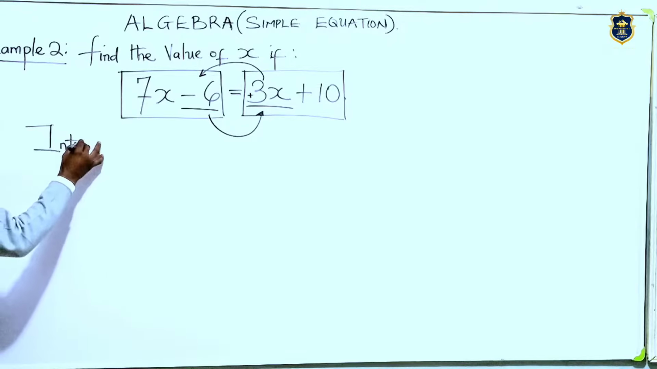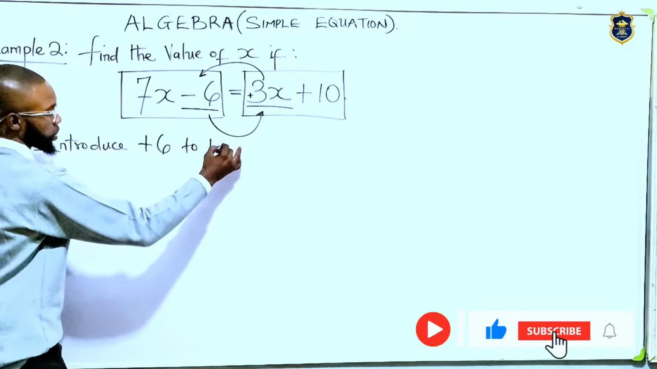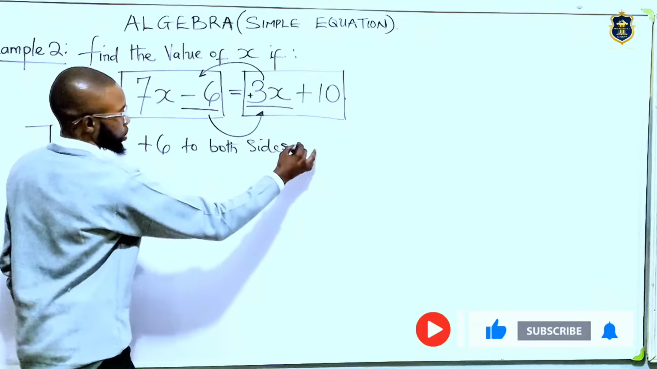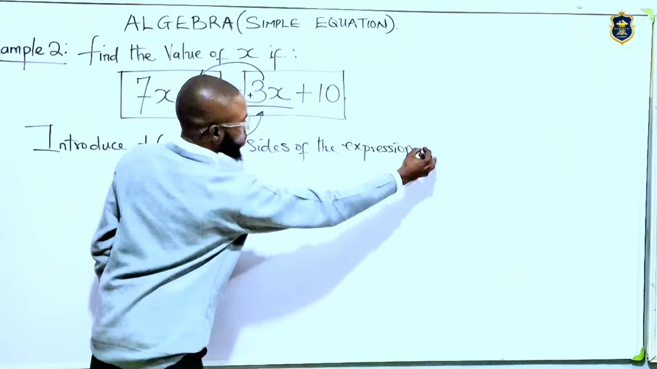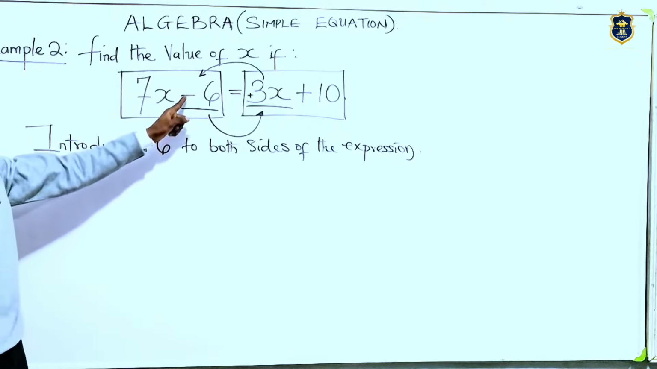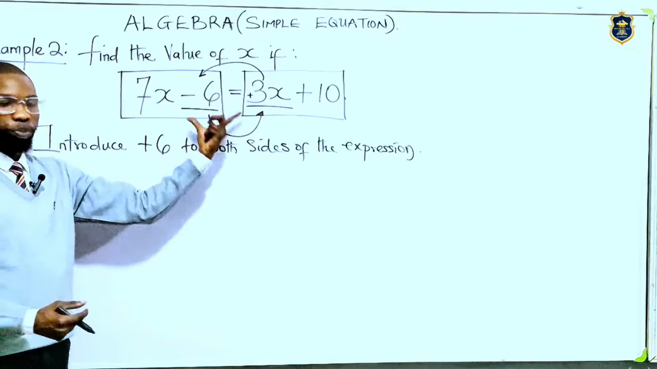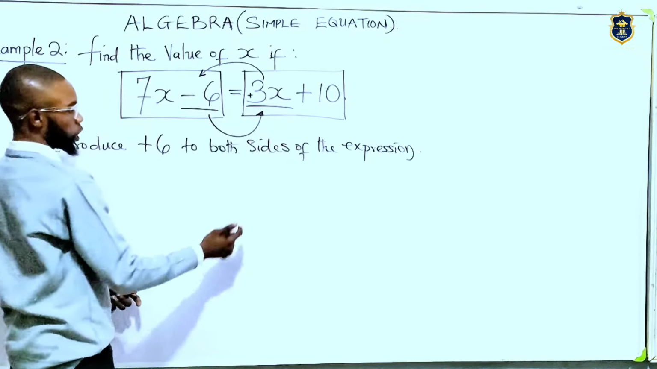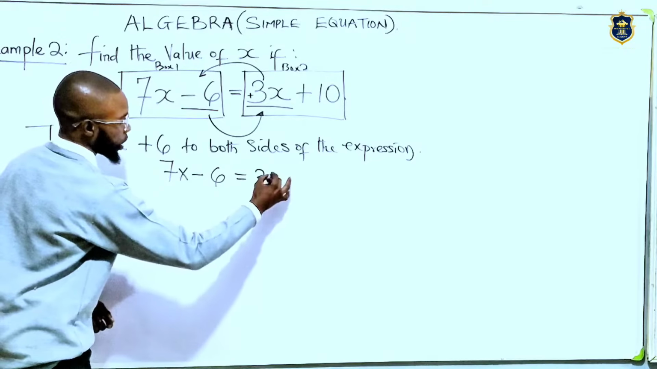Introduce plus 6 to both sides of the expression. Right, so the idea is, since we have -6 here, to introduce a plus 6 to both sides of the expression. This is one side of the expression, this is the other side of the expression, just like we call it in our case box 1 and box 2. So in both sides of the expression, it becomes 7x minus 6 equal to 3x plus 10.